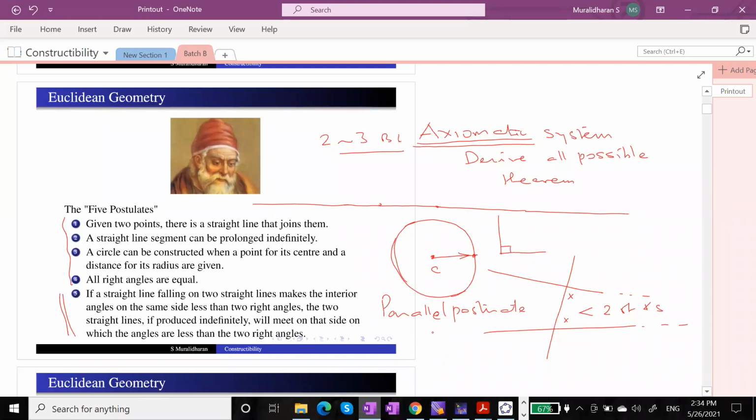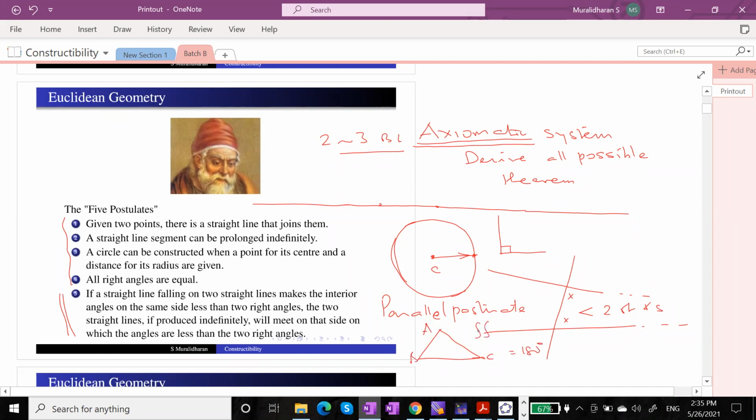And this is equivalent to the most fundamental theorem which you study in geometry, where the sum of the angles of a triangle ABC is equal to 180 degrees. In fact, these two are equivalent, meaning if you assume the parallel postulate, you can derive that, and instead you can assume this as well, meaning the sum of the angles of a triangle is equal to 180 degrees, and so on.